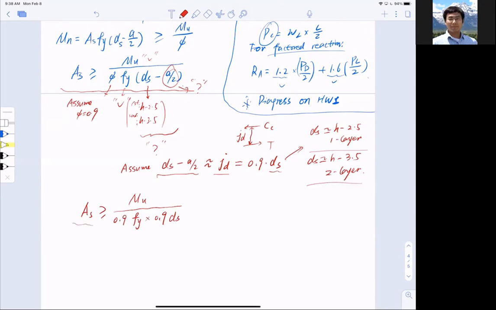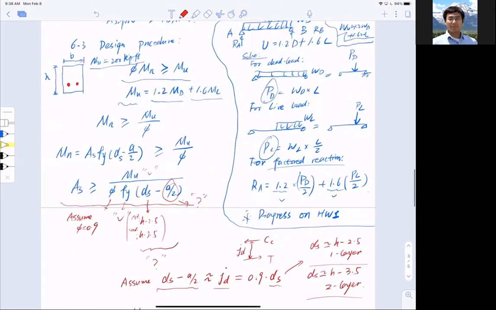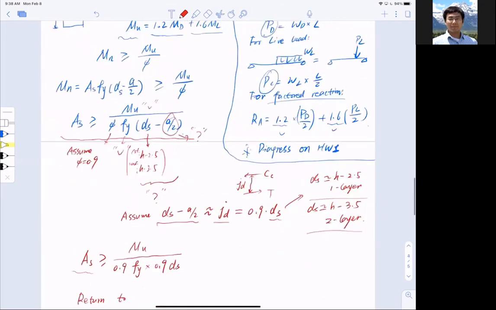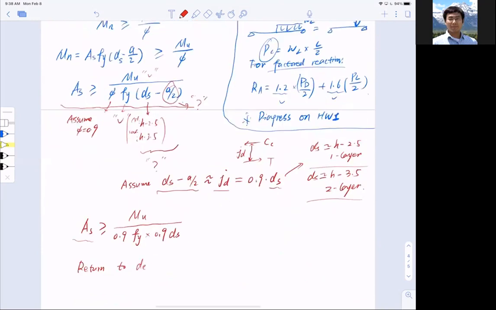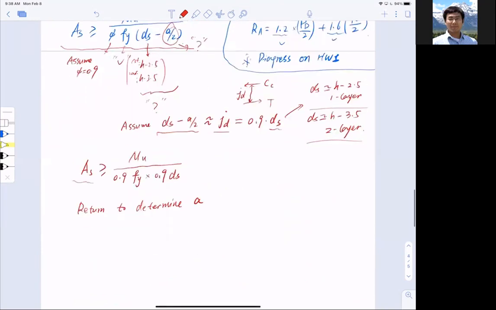All right, so now with all these assumptions, I can guess what kind of area of steel I need to put in. Once I give the bars and put these bars in, I have to go back, return to the beginning, where it begins, to determine the actual compressive zone A, and then determine what is JD and finalize my area of steel. Now that is very abstract.